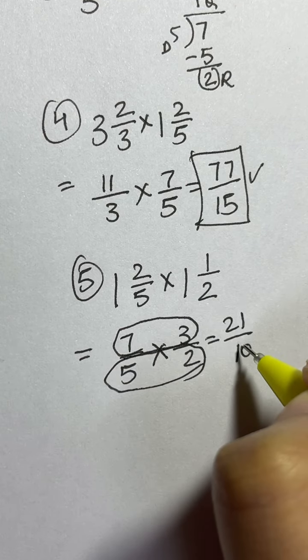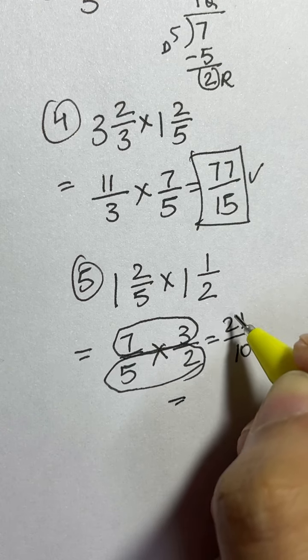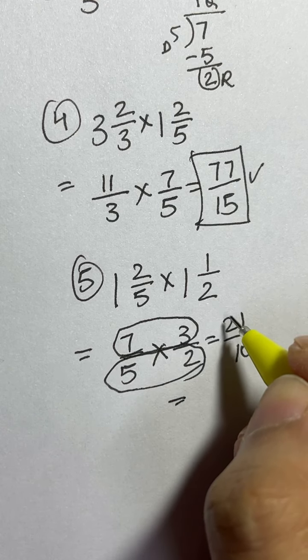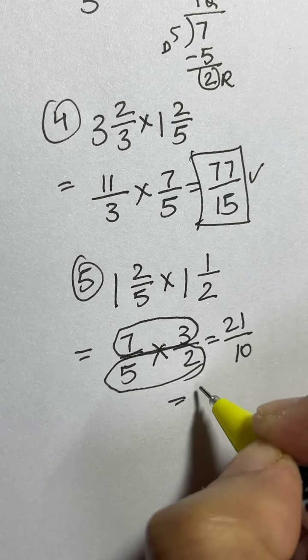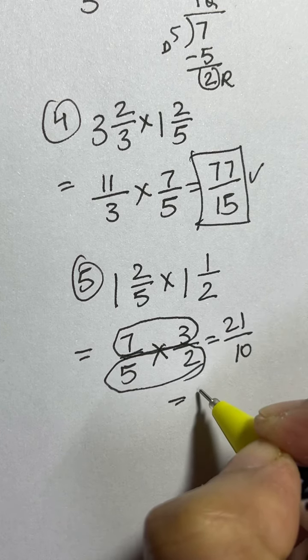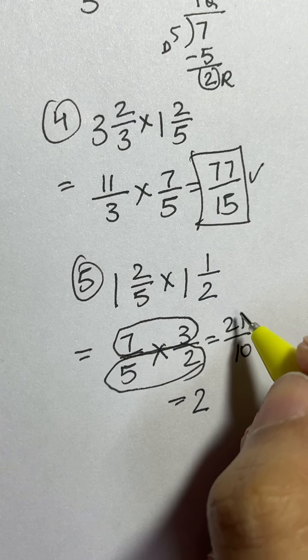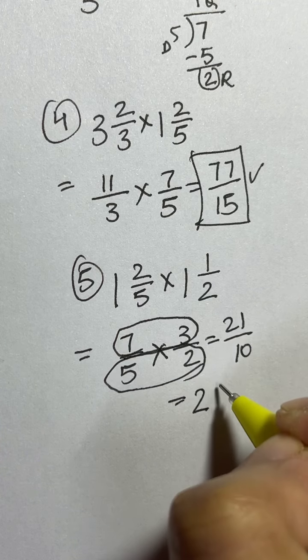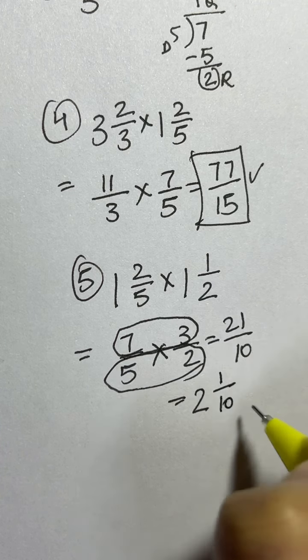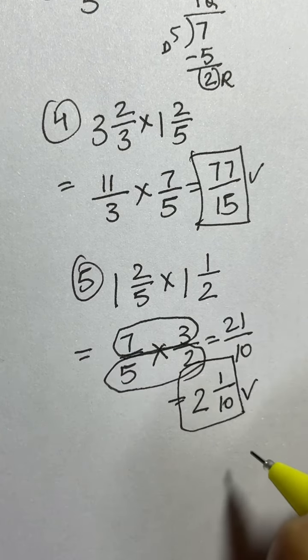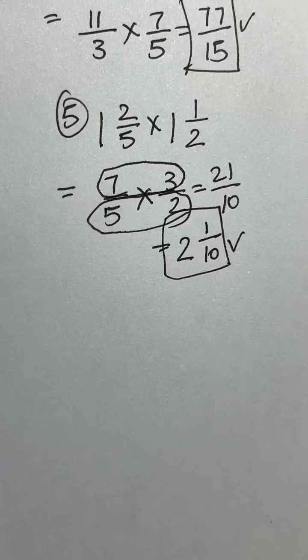Now convert it into a mixed number. How many tens do you have in 21? You can have 10 and 10, 20. So 2 tens you can have in 21. So 2 is your whole number. Remainder, you can have 2 tens, right? 20. 21 minus 20 is 1. Remainder of 1 over 10. Convert it to a mixed number. Done. Okay, let's see another example.